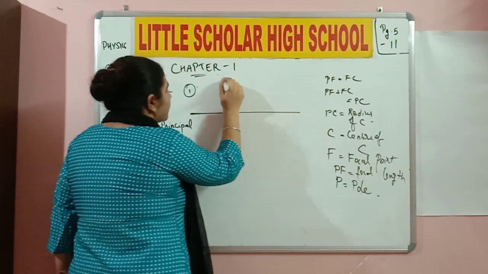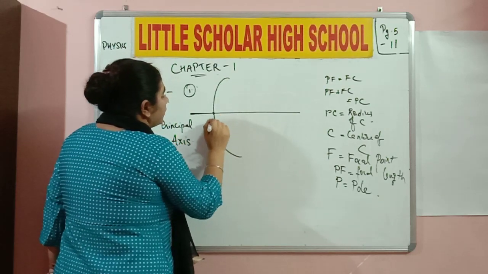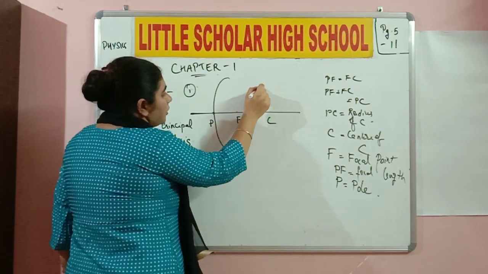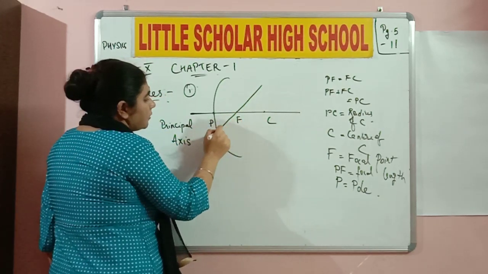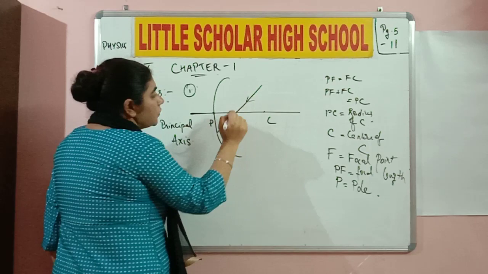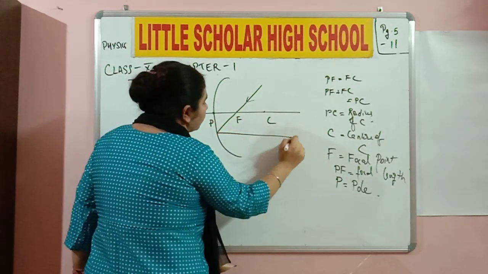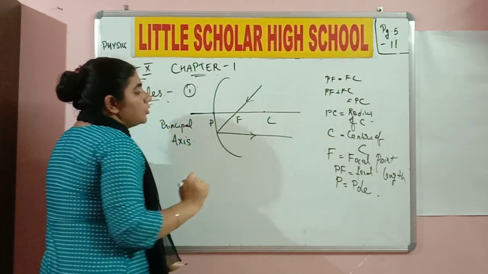This is my principal axis. This is the concave mirror. This is the pole, the focus, and the center of curvature. So if there is a ray, the incident ray is passing through the focus. Fine, can you see the incident ray passing through the focus? The reflected ray is going to be parallel to the principal axis.